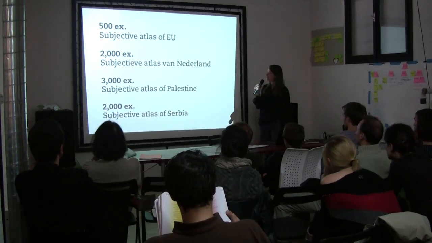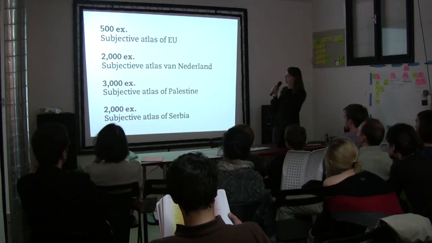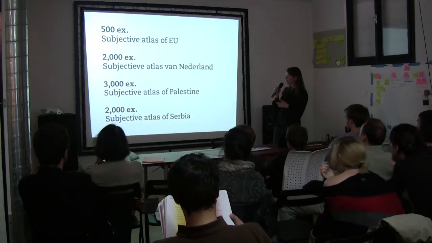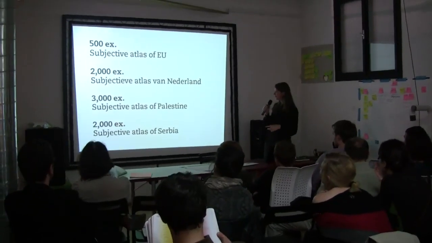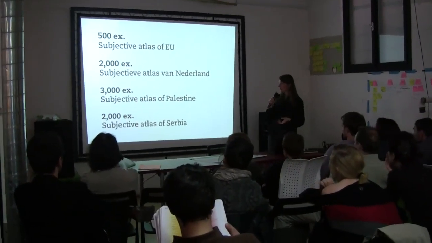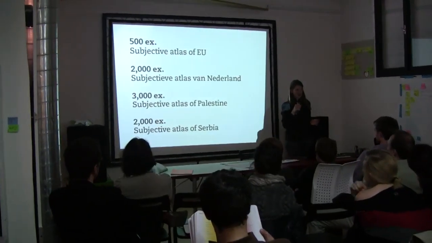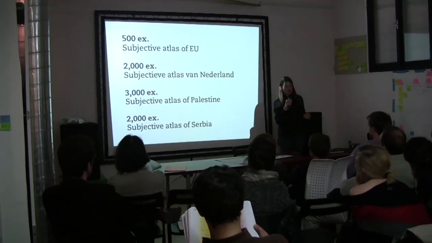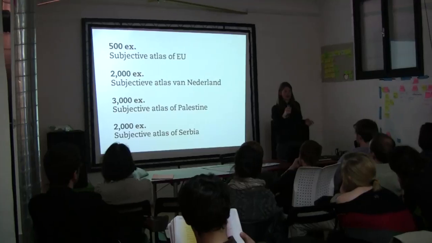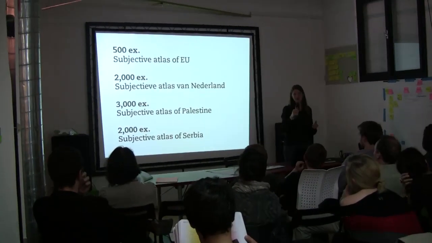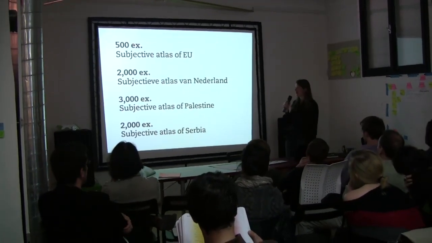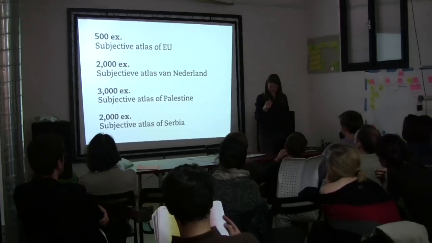Because if you look at the edition of the books, like the one of the EU was 500, from the Netherlands was 2,000, from Palestine 3,000, from Serbia 2,000. And if you look, for instance, at the amount of people that watch the news on a regular day in the Netherlands, which is about 1 million people, then where am I with 2,000 books? That's nothing.